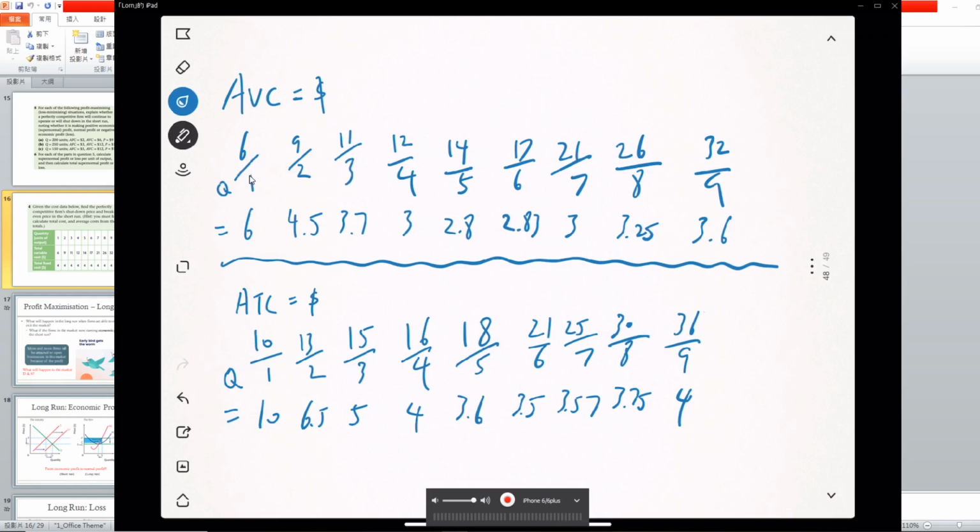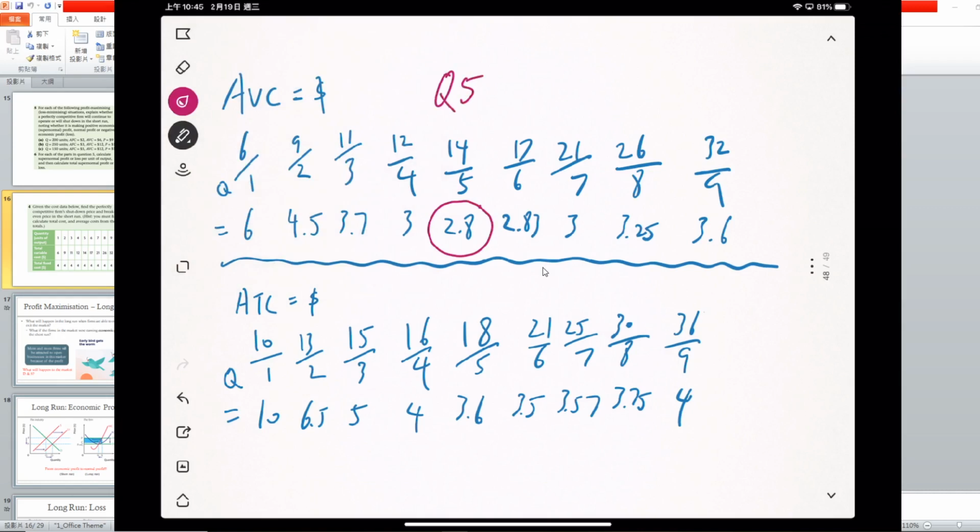All right, so if we do the simple calculation, take a look at this. You use the total variable cost and divide it by the quantity, then you will get the average variable cost. So when you look at this series of numbers, you just have to repeat the same thing over and over again. You are going to find this one here, at quantity five. You have the lowest average variable cost, and that's why that is your break-even price.